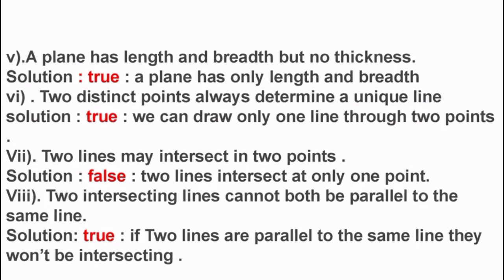Two intersecting lines cannot both be parallel to the same line. It is true. If two lines are parallel to the same line, they won't intersect.